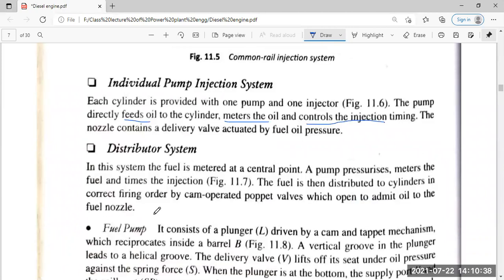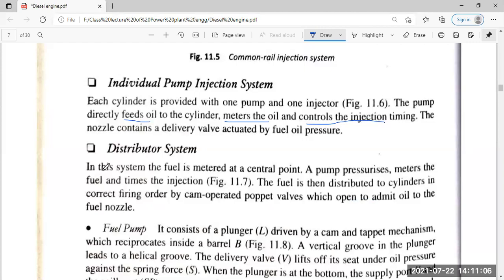The distributor system. In this system, the fuel is metered at a central point. A pump pressurizes, meters the fuel and times the injection. Then the fuel is distributed to the cylinders in correct firing order by cam operated poppet valves, which open to admit oil to the fuel system nozzle itself.